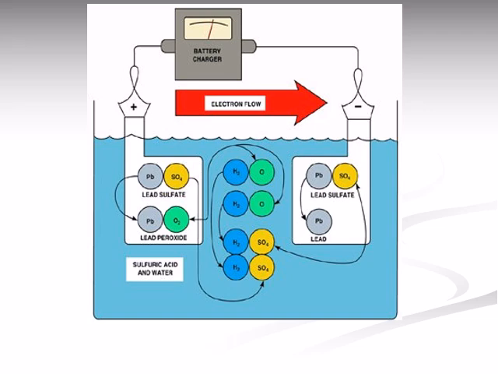During the charging process of a lead-acid battery, electrical energy is supplied from an external power source, reversing the chemical changes that occurred during discharge. As current flows into the battery, electrons are forced back toward the negative plate. At the negative plate, lead sulfate is converted back into pure lead. At the positive plate, lead sulfate is converted back into lead peroxide. Meanwhile, sulfate ions return to the electrolyte, combining with water to rebuild the sulfuric acid concentration.